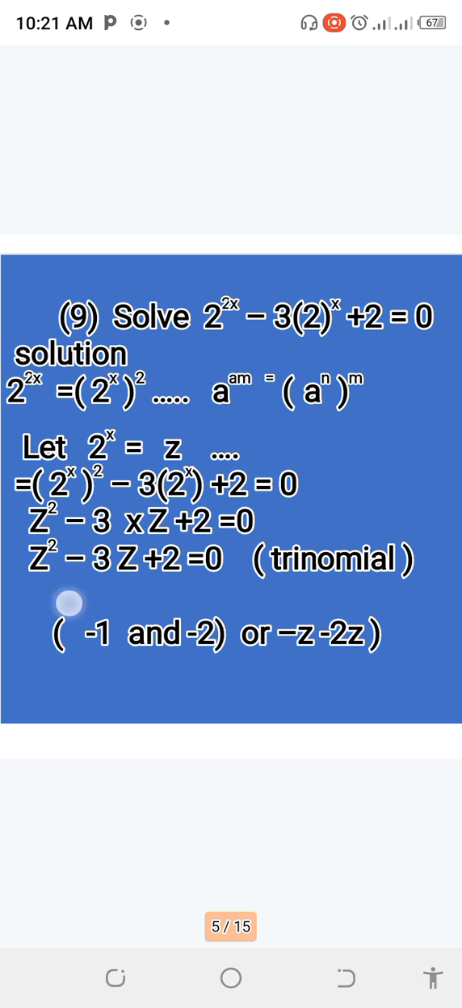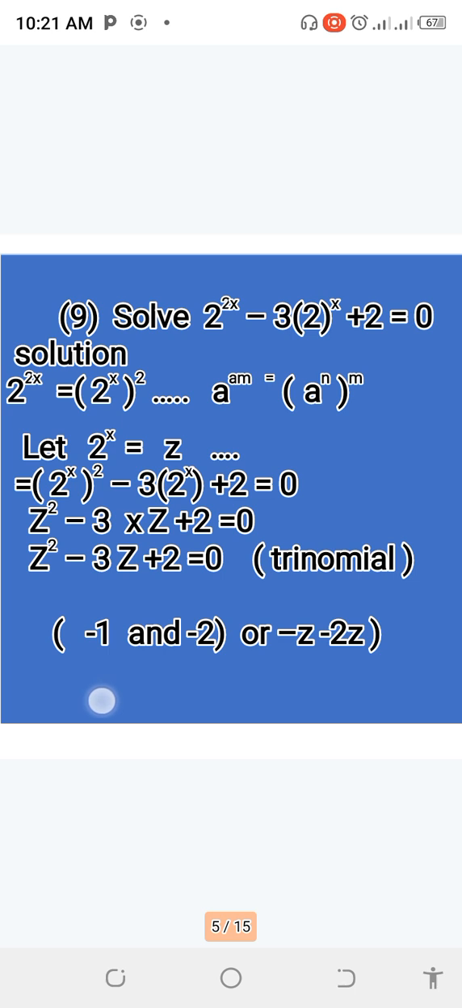And now we have 3 exponent 2, z exponent 2 minus 3z plus 2 is equal to 0. This is now also a trinomial. We are looking for two numbers who are factors of 2. When we multiply these two numbers, we have plus 2. And when we add these two numbers, we have minus 3. Without much ado, the two numbers are minus 1 and minus 2.